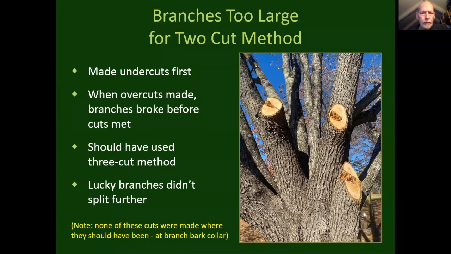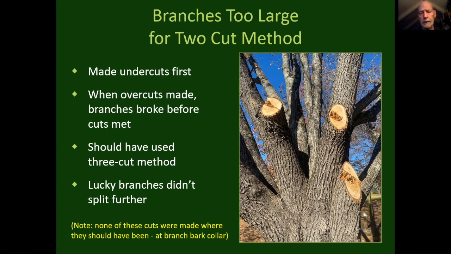Okay, so you probably figured out that they used a two-cut method. They cut up from the bottom, cut down from the top, and they couldn't get all the way through before it split. Every one of these is two cut, up from the bottom, down from the top, and they split. So these branches obviously are too big for the two cut method because they're splitting. They should have been doing three cut.